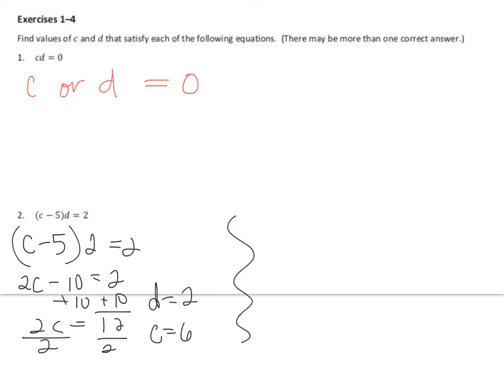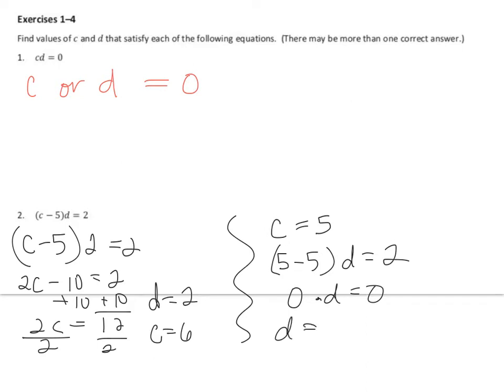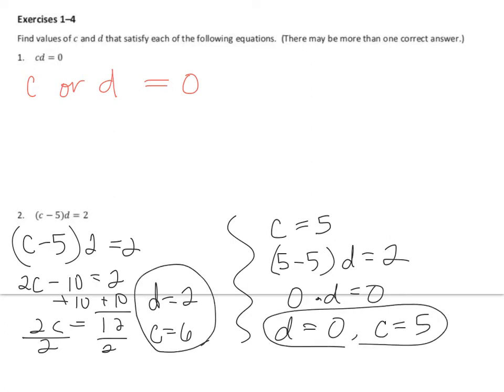We could try something else. Just, like I said, there's an infinite number of solutions. Let's say, I don't know, C equals 5. I'm going to plug that in. 5 minus 5 times D equals 2. 0 times D equals 2. D would be equal to 0. Just another solution. Infinite answers on that one. We're just solving the equation that we see.